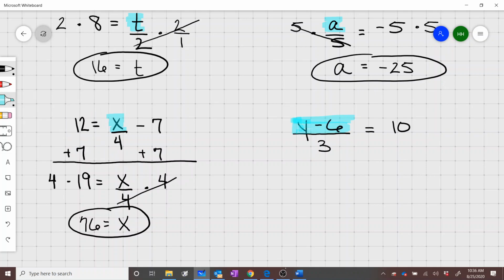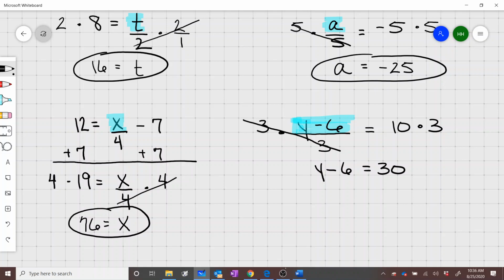This is y minus 6 divided by 3. So that y minus 6 has to stay together. Okay? So look, the first thing you do is you get rid of this 3 in the denominator. How did we get rid of this 4 in the denominator over here? We multiplied by 4, right? So how are we going to get rid of this 3? We're going to multiply by 3. So if we multiply both sides of this equation by 3, these go away. And the whole y minus 6 comes down. So we got y minus 6 is equal to 30.